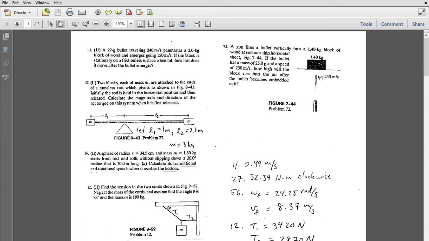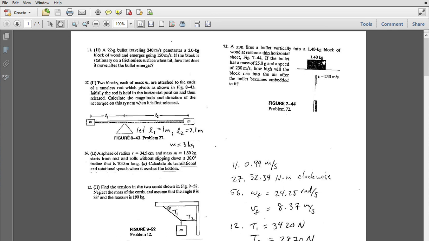So initially, if we take plus y to be up, we're going to have py total initial equals py total final. Initially we're just going to have 240 times the mass of the bullet, which is 0.025 kilograms. And then that's equal to the final momentum y component, which is going to be the total mass, which would be 1.425 kilograms. That's just adding the two masses together, times Vy final. And solve that equation for Vy final.